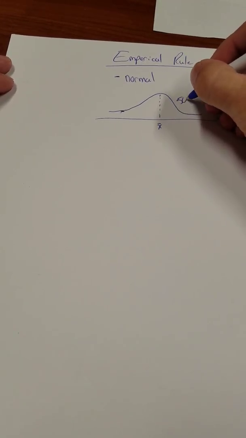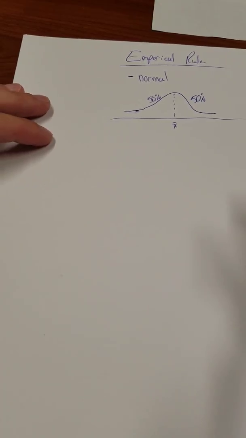All right, well, the thing about a normal curve is your mean is right in the middle of our data. And that means 50% of our data is above the mean, 50% of our data is below the mean, okay? So here's what the empirical rule tells us.